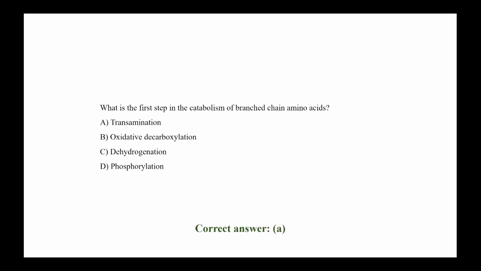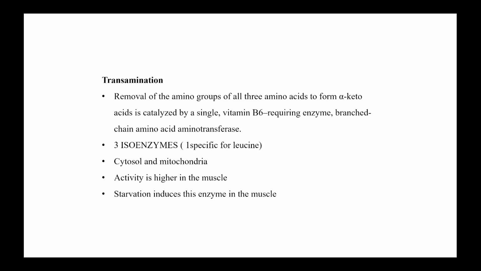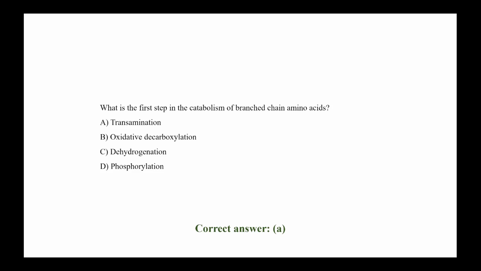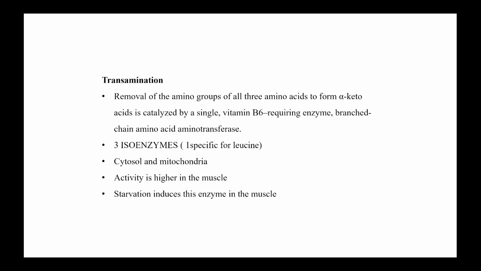So branch chain amino acids are basically valine, isoleucine, and leucine. And in the catabolism of these three amino acids, the first three steps are common in all three. And the first step is transamination. So transamination, as we know, is removal of the amino group from the amino acid to form an alpha keto acid. And it is catalyzed by a single vitamin B6 requiring enzyme, branched chain amino acid aminotransferase.